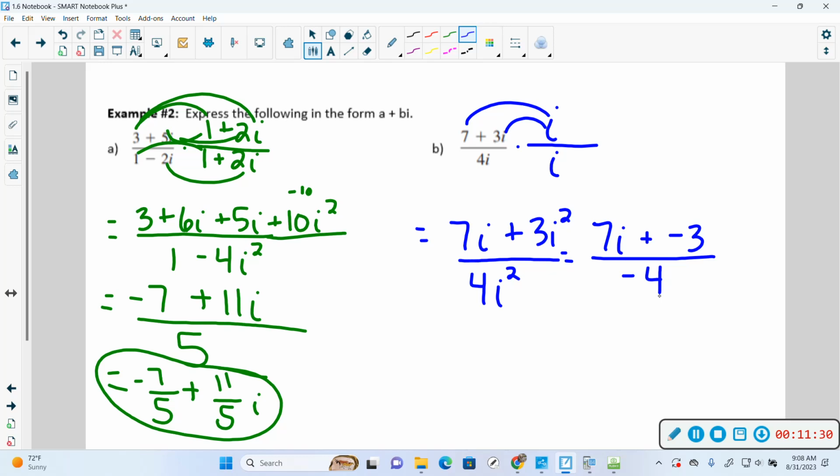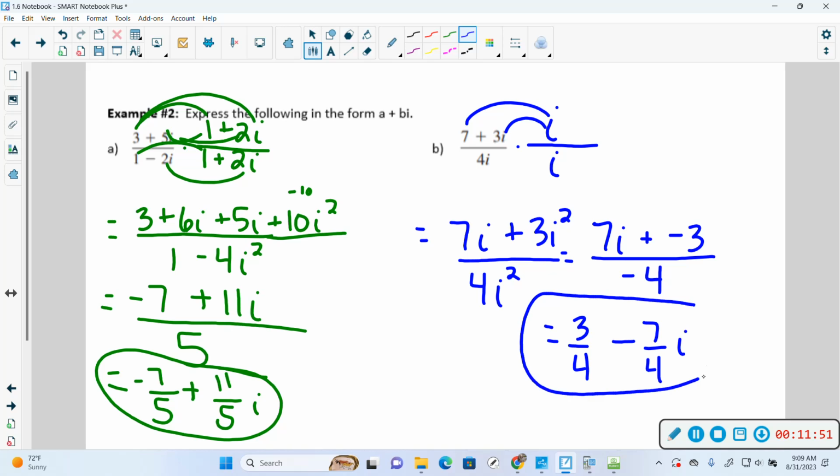I want real plus imaginary. So my real part is this piece of it. So -3 over -4, I'm just going to put 3/4. My imaginary part, +7 over -4, I'm going to make it -7/4. Okay. Let's pause.